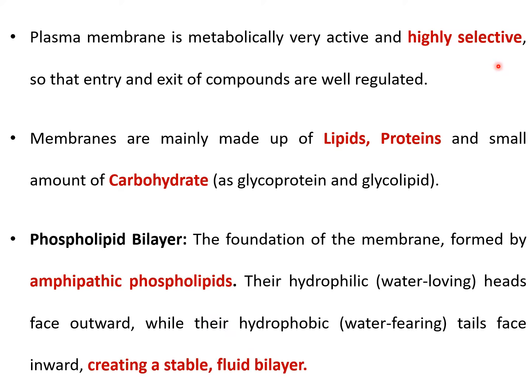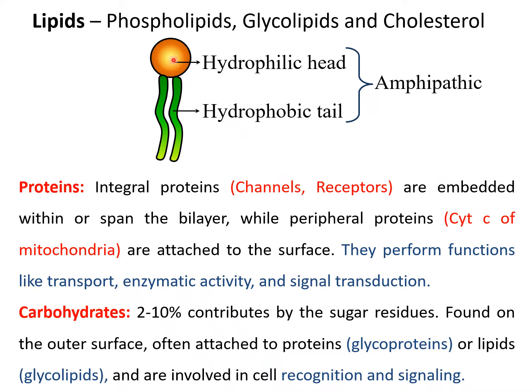So these are all the constituents present in the plasma membrane as a composition. Just a small recap: it is highly selective. Again, I'm telling you, functions are very important. It is highly selective and composed of lipids, proteins and carbohydrates. The phospholipid bilayer plays a major role, 90% of the plasma membrane, creating a stable fluid bilayer. So next, lipids: a small simple structure you have to draw side by side with the fluid mosaic model, with hydrophilic head and hydrophobic tail. That's why they are called amphipathic in nature, both water loving and water hating. So phospholipids, glycolipids and cholesterol are in the composition of lipids.